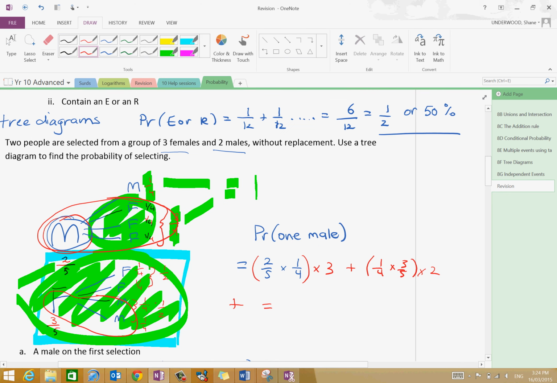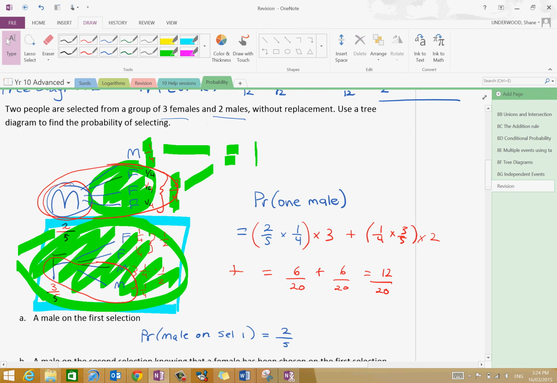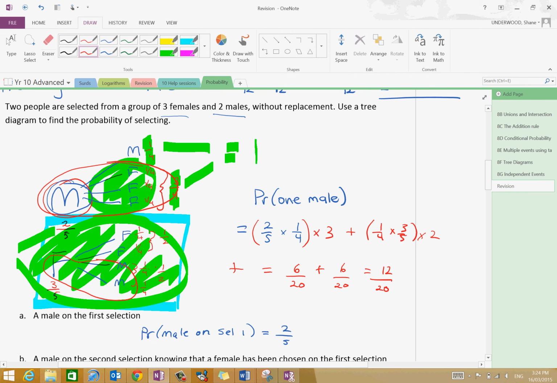Now let's do a little bit of maths. We've got 2/5 times 1/4 is 2/20, so 3 of them is 6/20, plus 3/20 times 2 is 6/20, which is equal to 12/20. And if we simplify that by dividing both sides by 4, that is going to give us 3/5 or 60%.